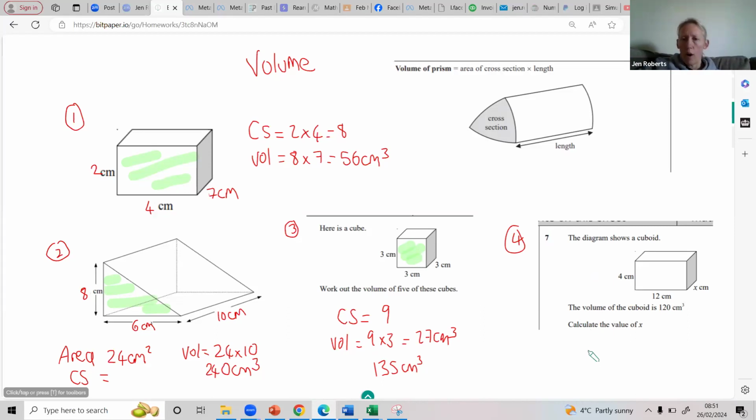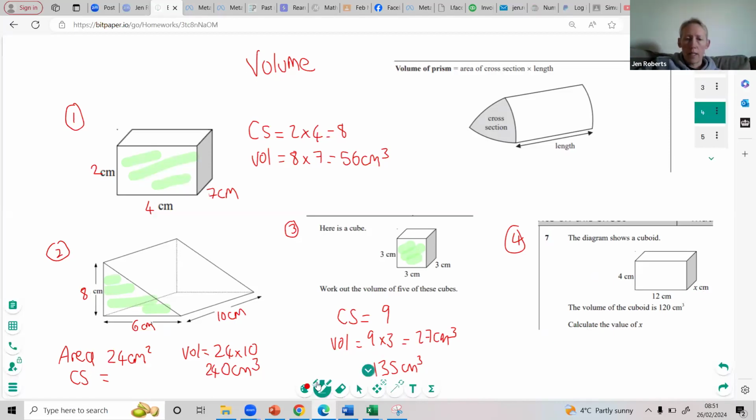Okay, this one's slightly more complicated. The diagram shows a cuboid. The volume of the cuboid is 120 centimetres cubed. Calculate X. I have seen this come up now and again, this type of question. So we want the area of our cross section. Base times height. 4 times 12 is 48 centimetres squared, sorry.